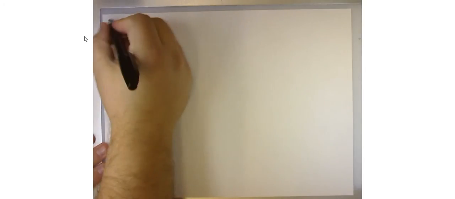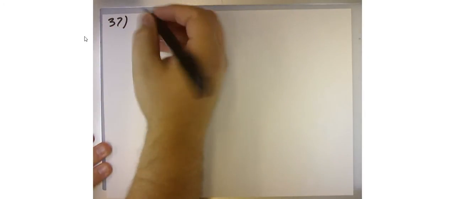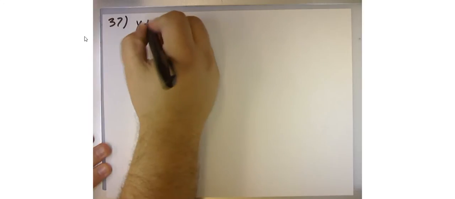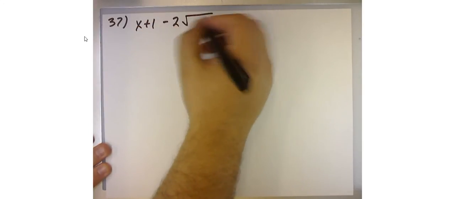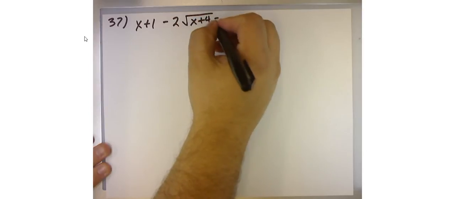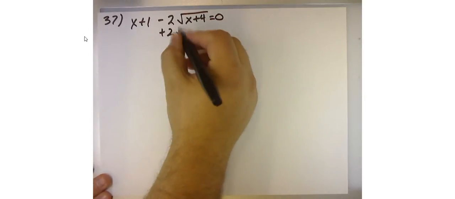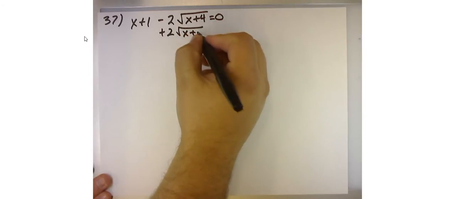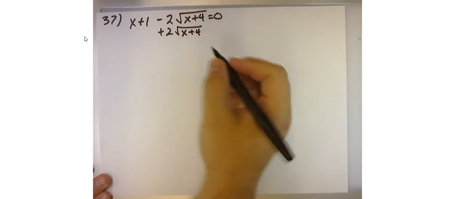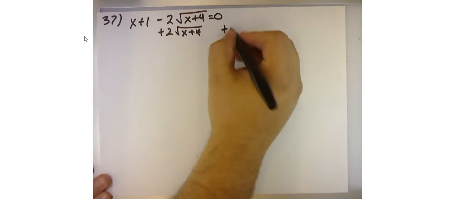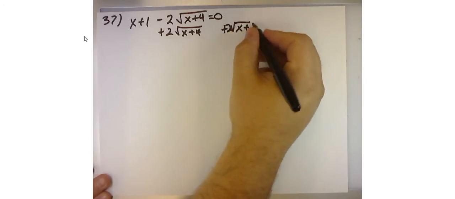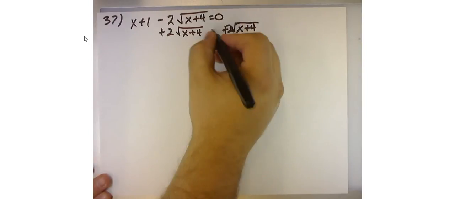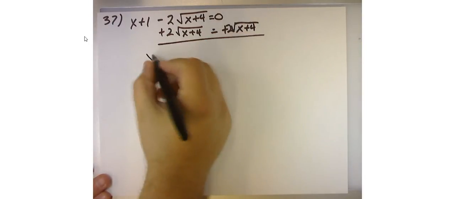For problem number 37, we're asked to solve x + 1 - 2 times the square root of x + 4 equals 0. So what I'm going to do is add 2 square root of x + 4 to both sides. Now the reason I want to do that is I'm going to square both sides and then bring some stuff back, because basically the square root is causing us some issues here.